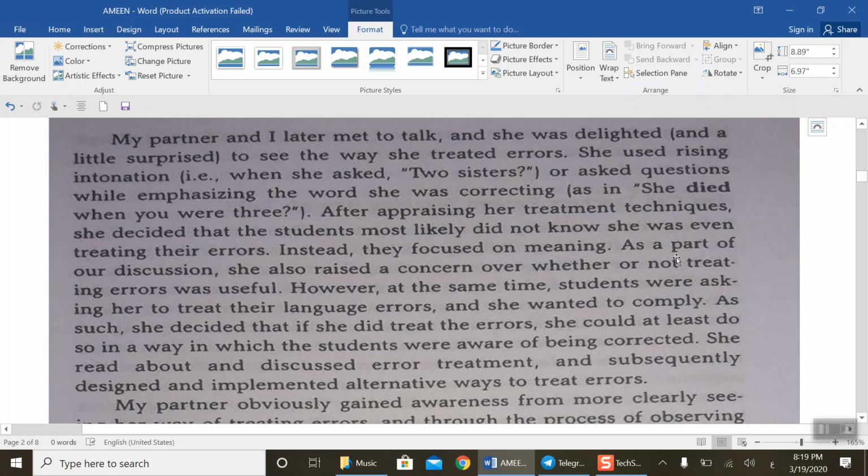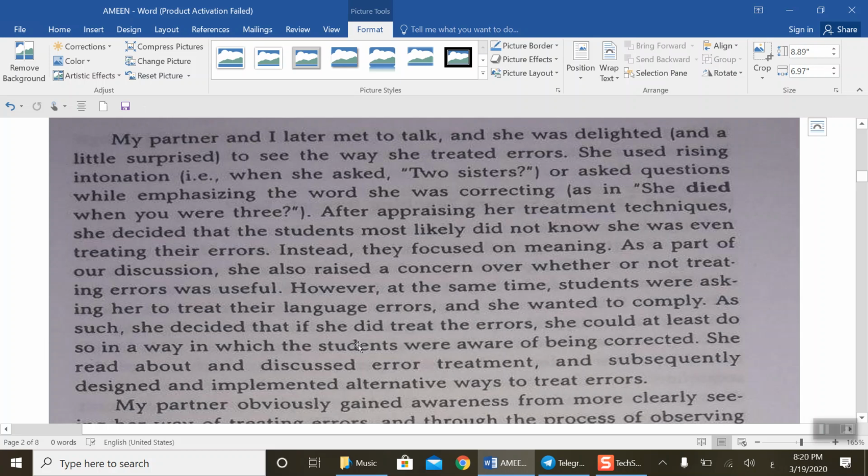As part of our discussion, we discussed she always raised a concern over whether or not treating errors was useful. Some people said it was useful, others not useful. Why? Because students didn't notice my correction. So was my way useful or not useful? What shall I do? However, at the same time, students were asking her to treat their language errors. At the same time, the students always say, teacher, correct our mistakes, and she wanted to comply.